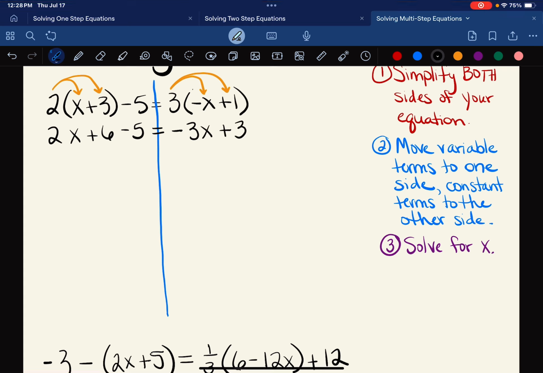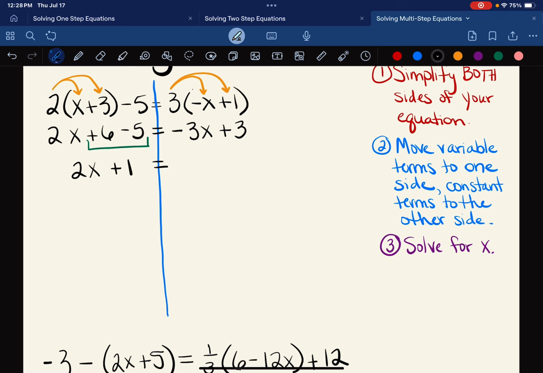So remember, our goal is to simplify each side of our equation, and now I can look at the left side and I recognize that this plus 6 and this minus 5, those are like terms I can combine together. So the left side of my equation is now going to simplify down to 2x, and then plus 6 minus 5 just gives me plus 1.